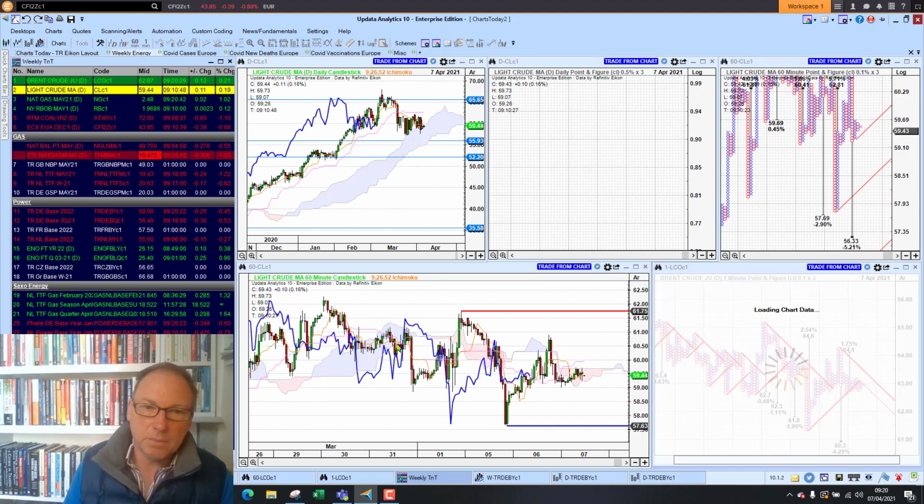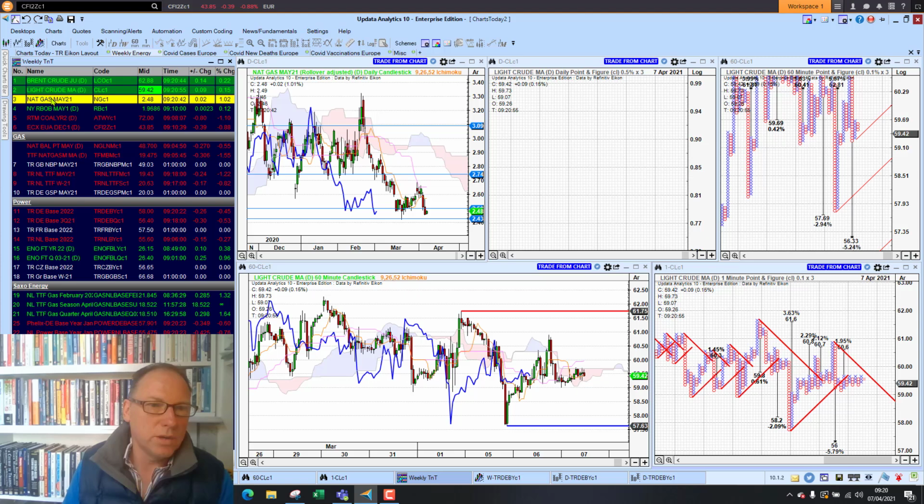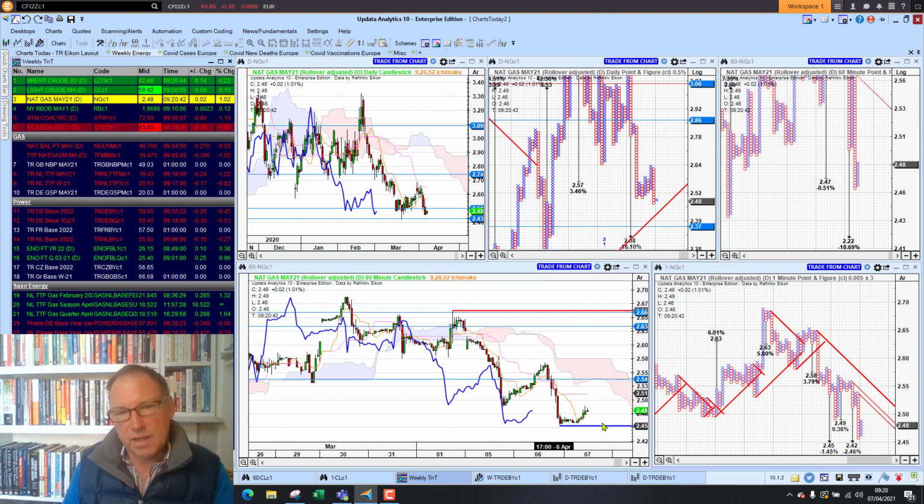This is my daily and my 60-minute chart with the corresponding point and figure targets. Brent crude, WTI 57 is the level there that we have to watch. US nat gas sitting at 248. It's in the doldrums. Targets to 242, 245. So pushing lower all the time.